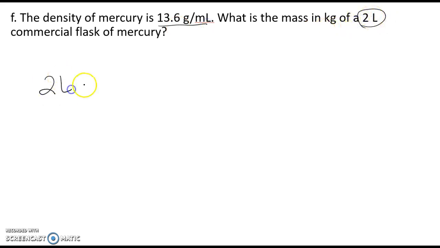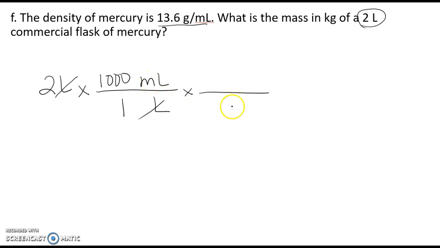So we've got 2 liters, and whatever's on the top should drive what goes on the bottom. So liters are on the top, so I'm going to put liters on the bottom so they cancel. We can relate liters to milliliters pretty easily. That's just one of those prefixes, the King Henry ones. So 1 liter is 1,000 milliliters.